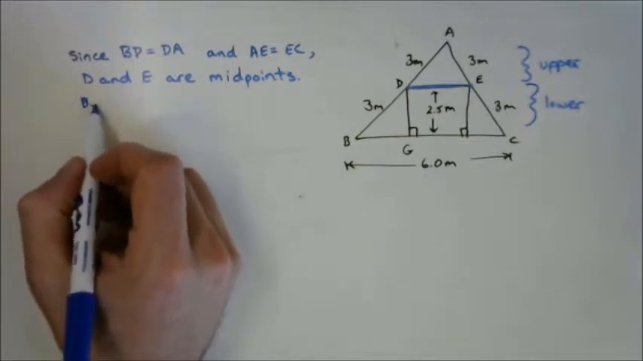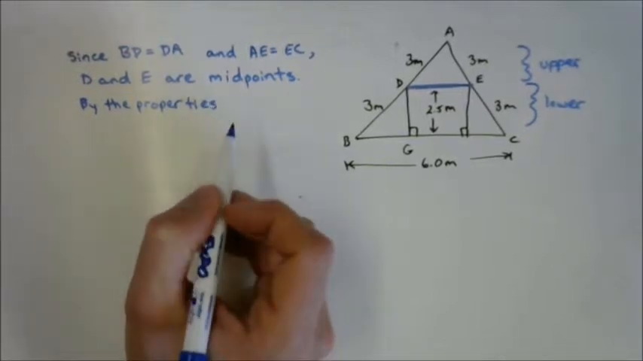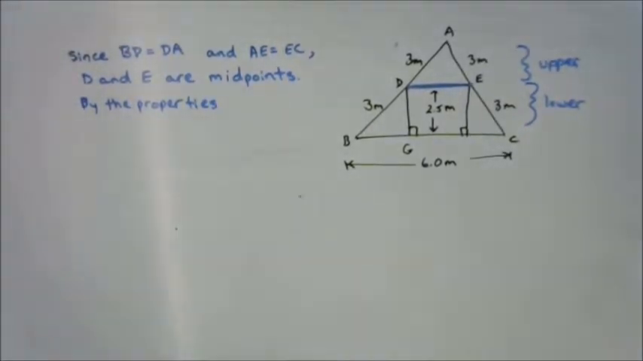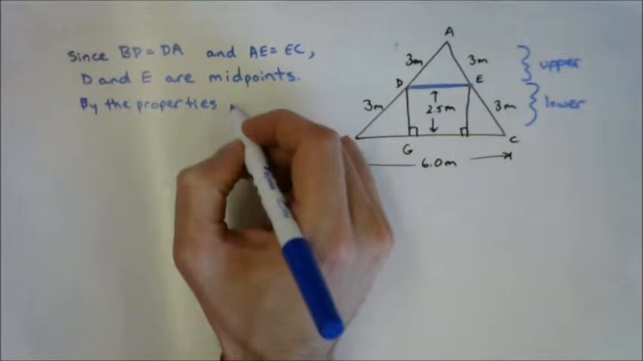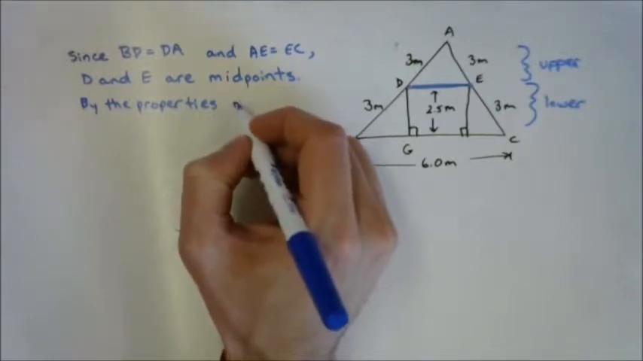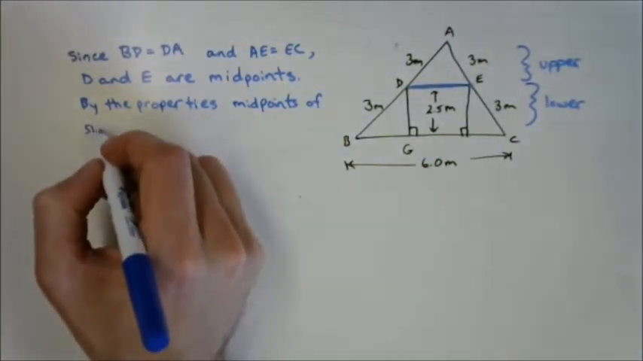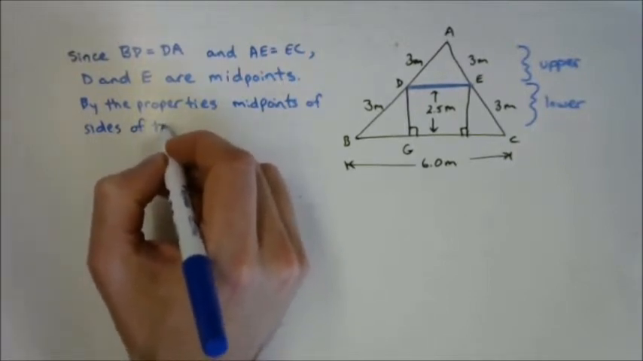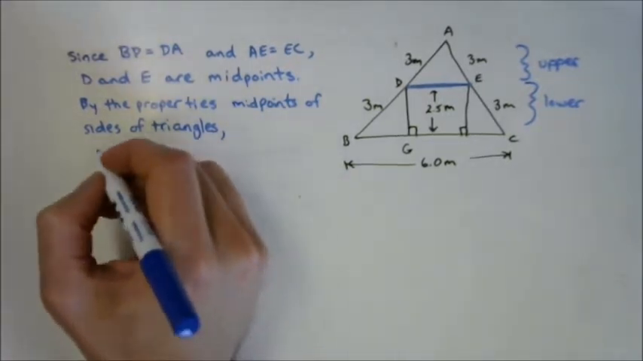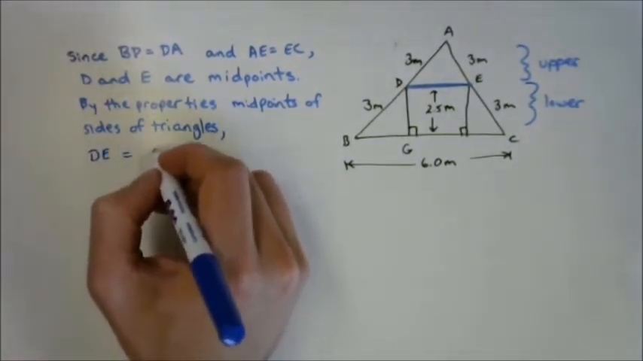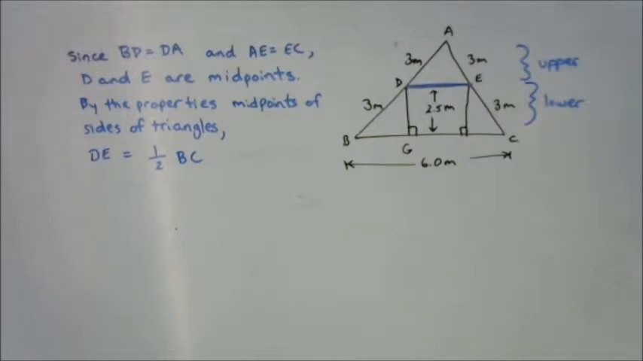So, by the properties, whenever we're talking about characteristics of things that are always true, it's a property of geometric figures. By the properties of midpoints of sides of triangles, comma, DE equals half of BC. Okay?